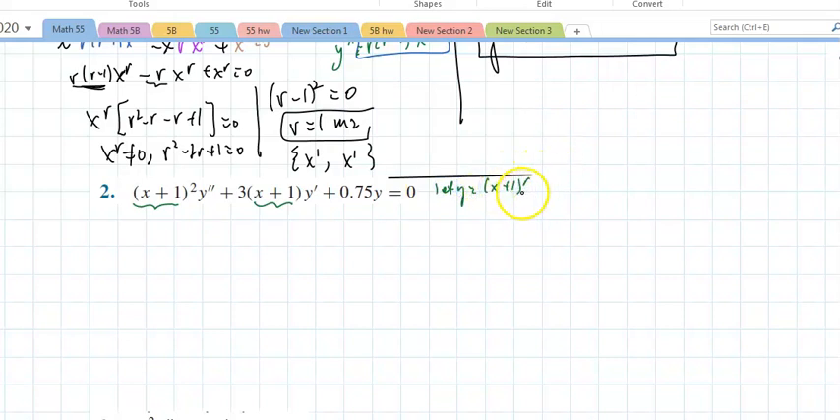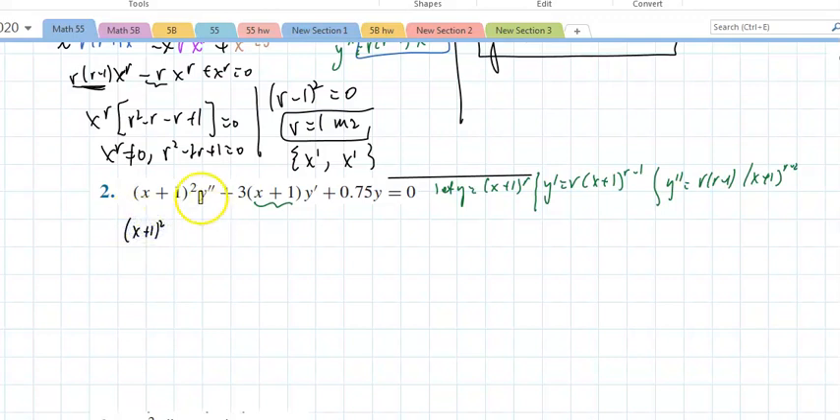The derivative of that will be r into x plus 1 raised to the r minus 1, and the second derivative will be r into r minus 1 x plus 1 to the r minus 2. So I would replace this, not this. This is actually x plus 1 squared.